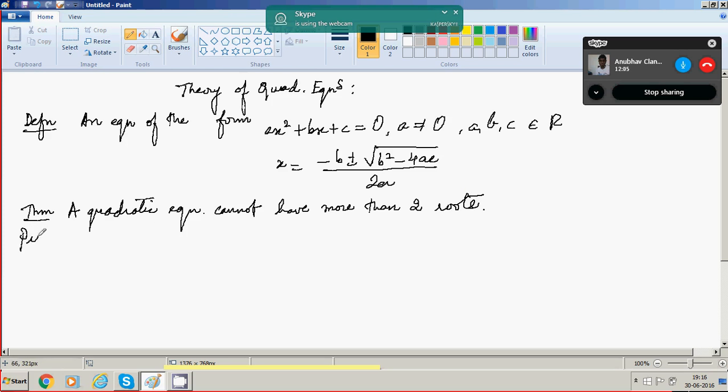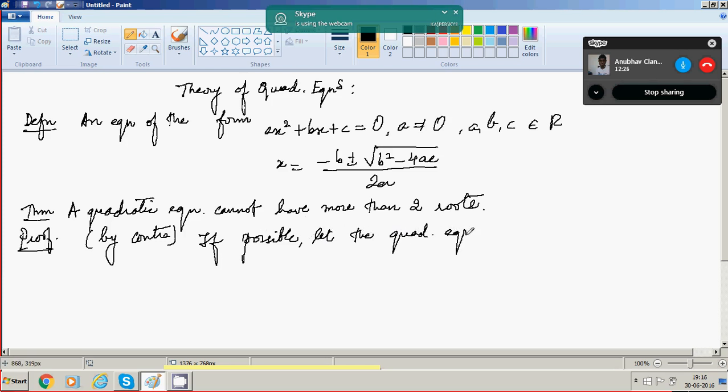Proof by contradiction. If possible, let the quadratic equation have 3 different roots: alpha, beta, gamma.